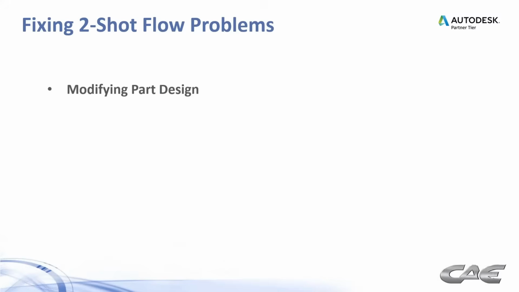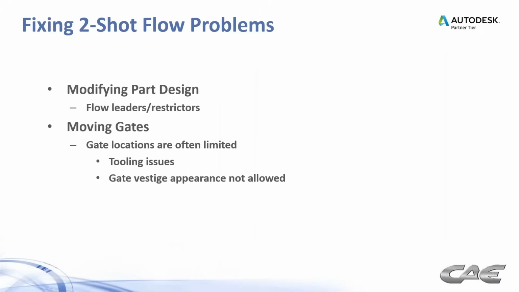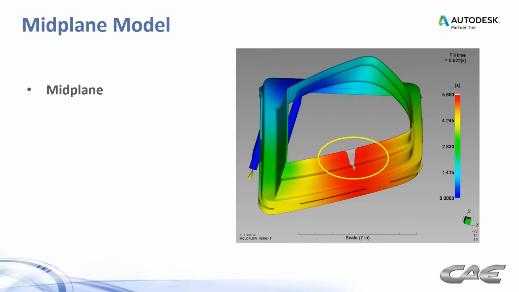So how do we fix two-shot flow problems when it's something like trapping air? We can modify the part design with flow leaders or flow restrictors. We can try to move gates, but as I've said, the gate locations are often limited due to tooling issues or gate vestige appearance issues. So sometimes what we'll do is we'll actually simultaneously be building a midplane model.